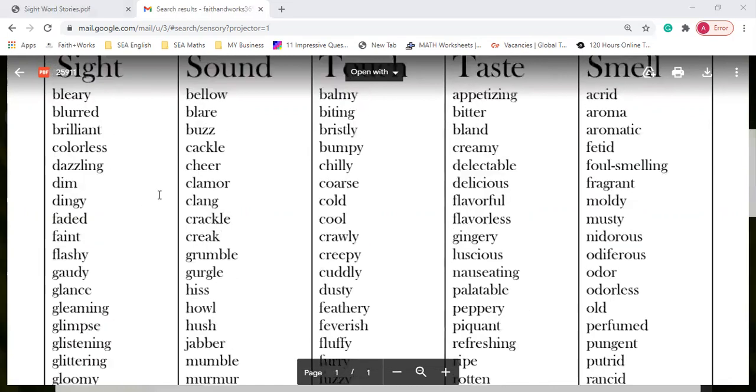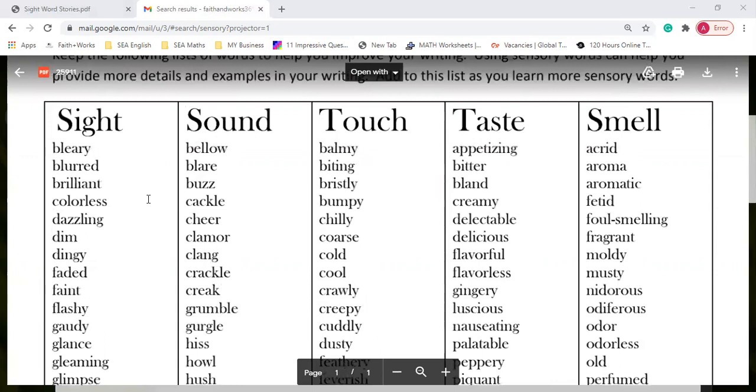Good. Look at how many different words you can use if you have to describe what something looks like. So you don't have to use bright. You don't have to use tall. You don't have to use dark. You can look at a whole list of words here that you could use. Lots of synonyms that you could use.